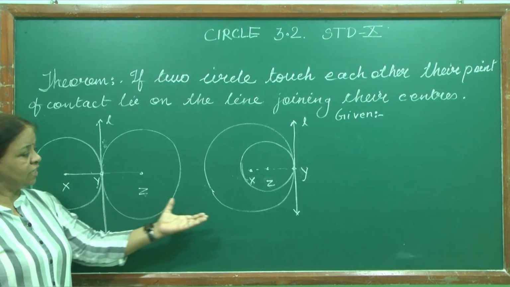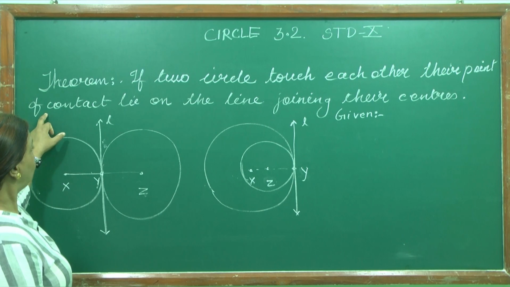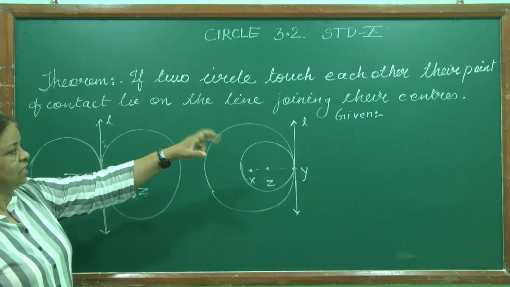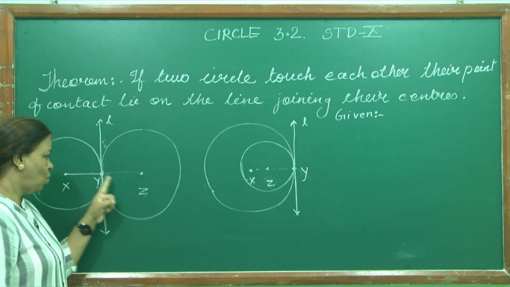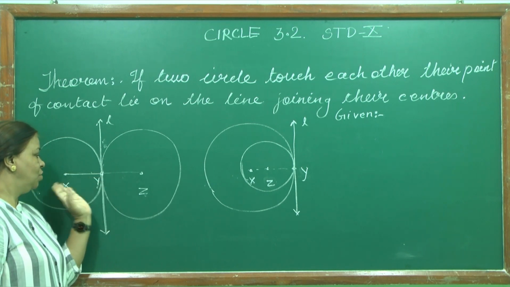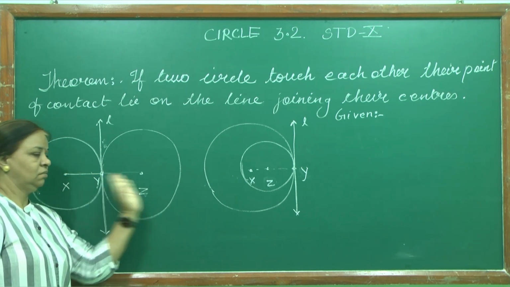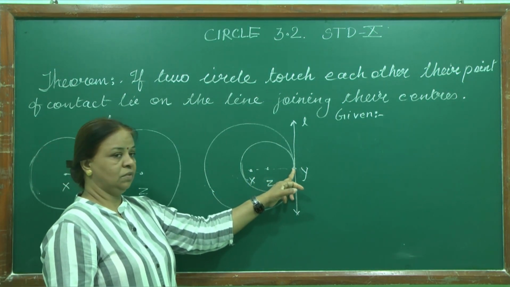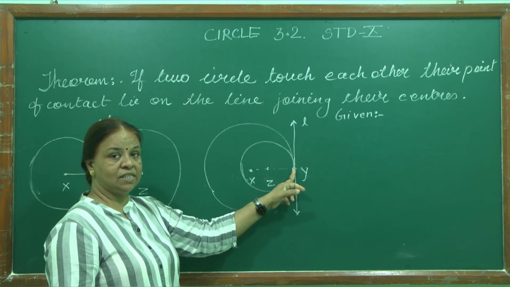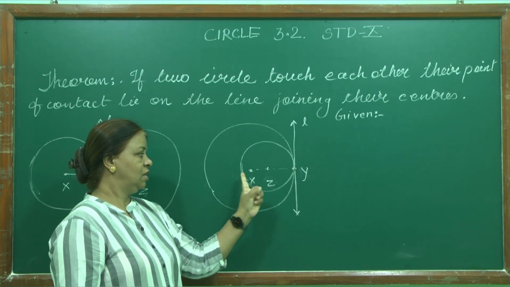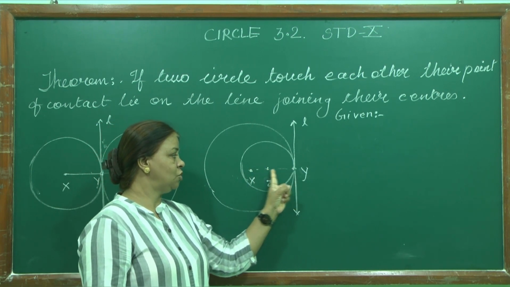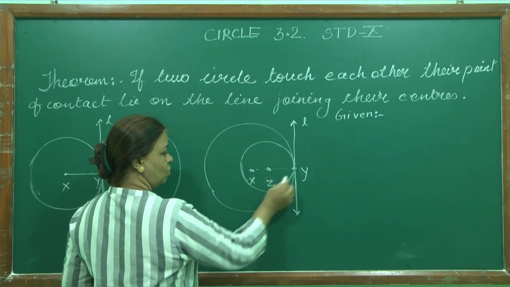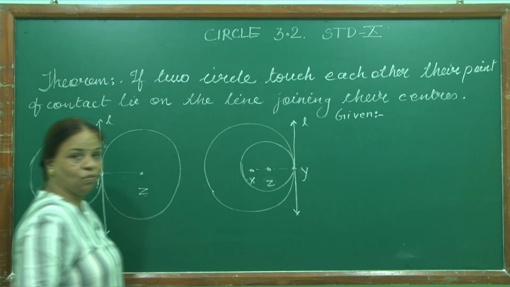Now both the circles are touching each other. We want to prove that if two circles touch each other, their point of contact, where they are touching each other, will lie on the line that joins the centers of the circles. This is the point where both the circles are touching each other. So this point will lie on the line which passes through their centers. This is the center, this is the center. So this point is lying on this line. This is what we want to prove.